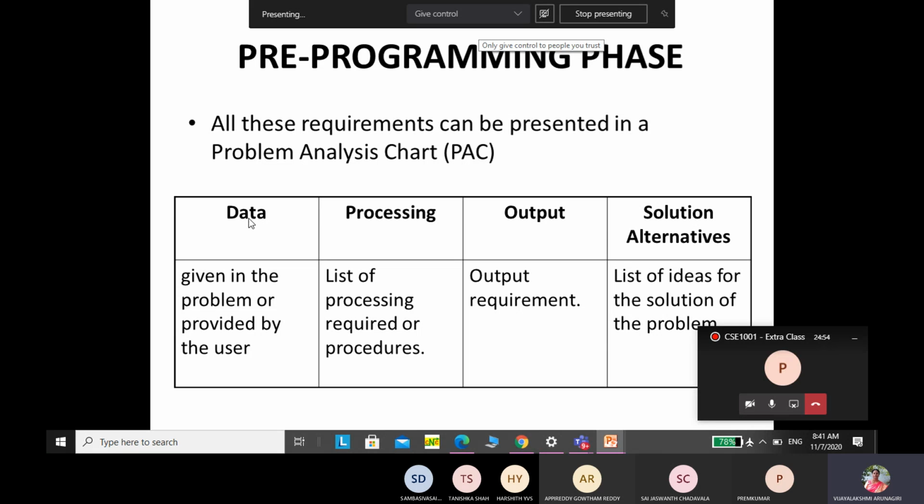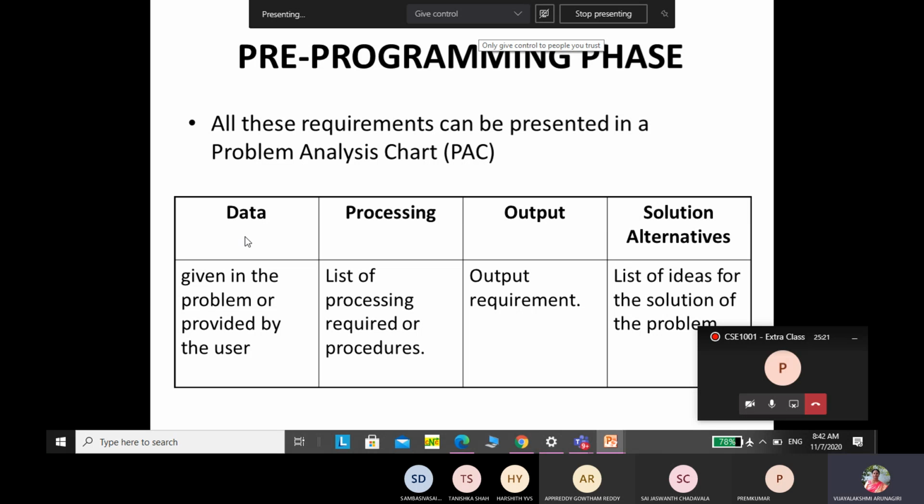What is meant by data? Data is nothing but the input data. Processing is nothing but how to solve the problem. And output is nothing but, from the input, what output we are going to get. And alternative solution: if the problem has an alternative solution, then we have to write all the alternative solutions here. These are the four columns we have to write in the PAC chart.